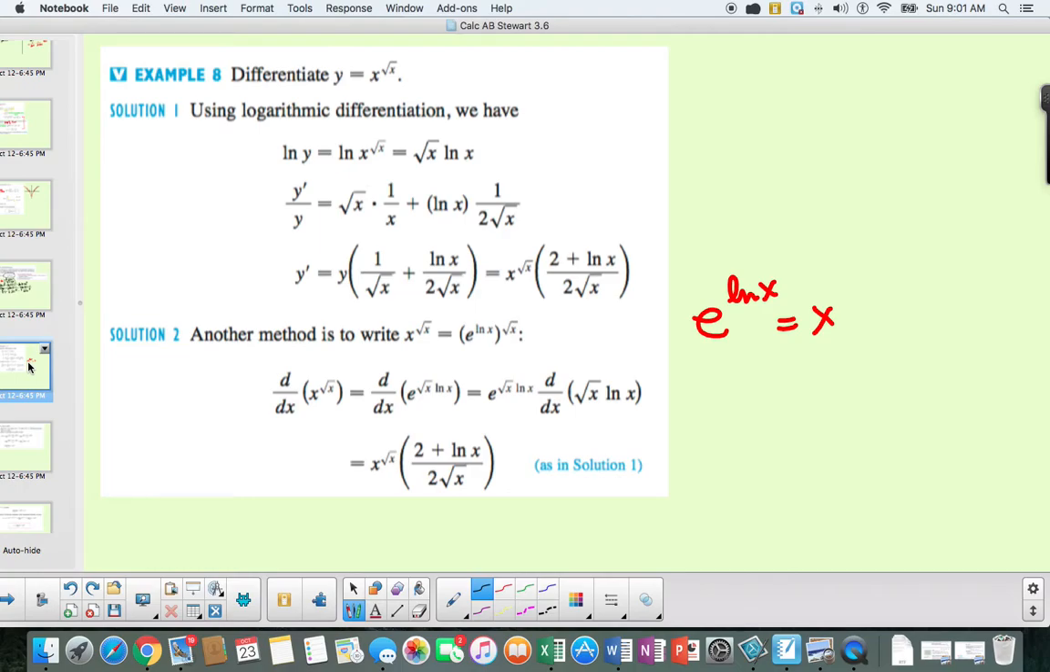Okay, let's take a look at trying to differentiate this expression. It's neither an exponential nor a power. You have to use logarithmic differentiation. You have no choice in the matter.